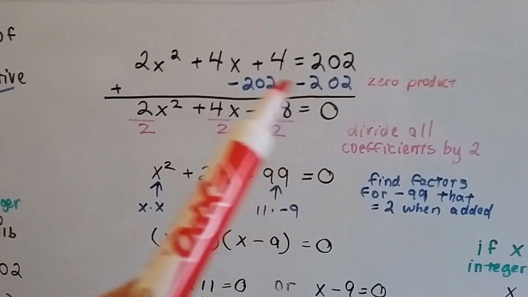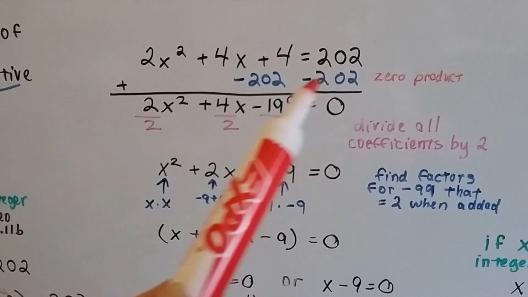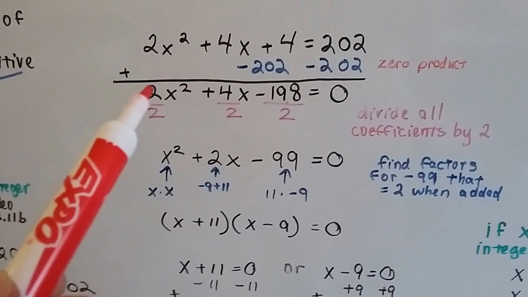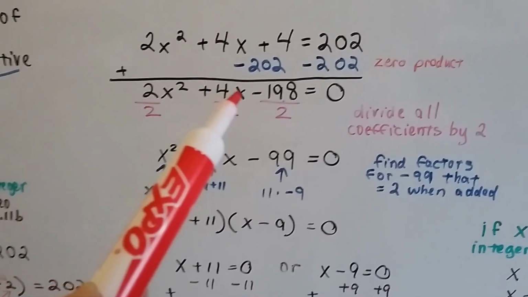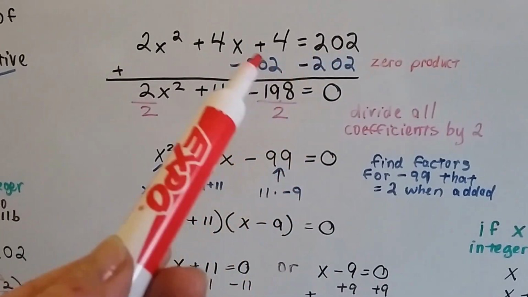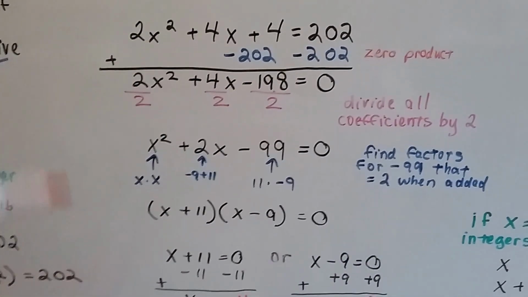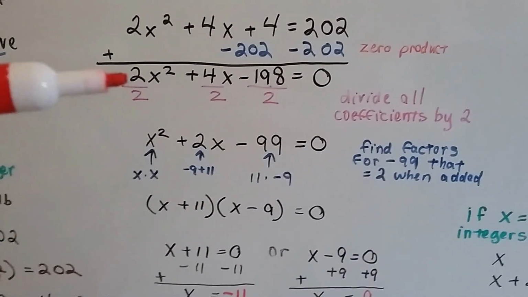And we're going to set it to equal 0 with the principle of zero products. So we're going to subtract 202 from each side, and we're going to get 2x squared plus 4x minus 198 equals 0. Because when we take that 202 away from that 4, we get a negative 198. So here's the confusing part.